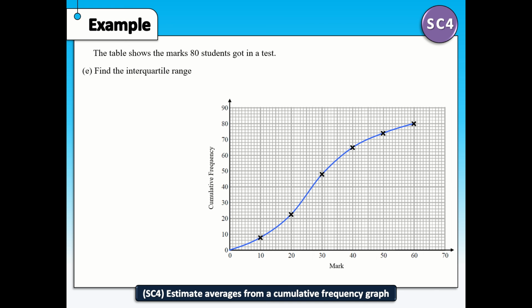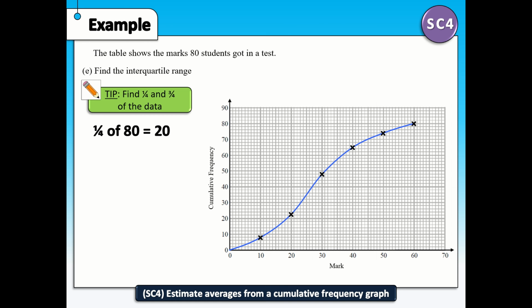This time we want to find out the interquartile range. So for that we need the upper and lower quartile. So if we work out the lower quartile first, and that's the first quarter of the data. So a quarter of 80 is 20. So we need to go across from 20. So we go across from 20 to the curve and then read down. So that's 19.